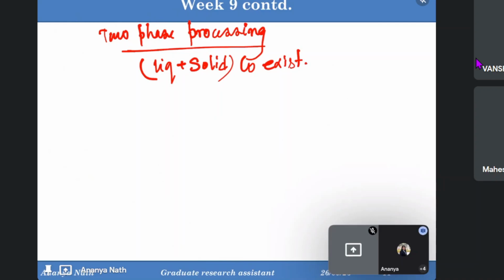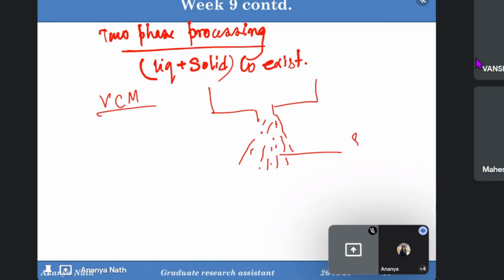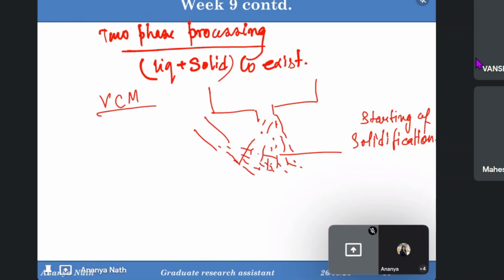So there was one example of variable co-deposition of multi-phase materials, VCM, where you were allowing the melted material to come from a nozzle, and you have reduced the temperature, so these things will have starting of solidification. There you are adding the particles, and this whole thing is getting deposited over this substrate. This will be called two-phase processing.